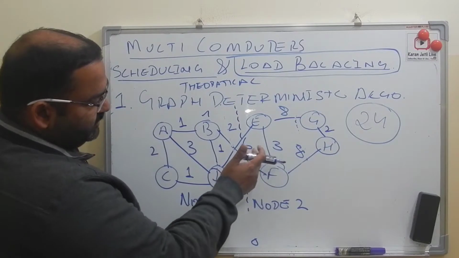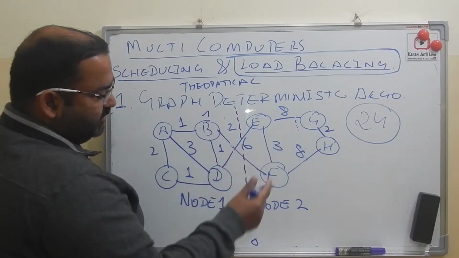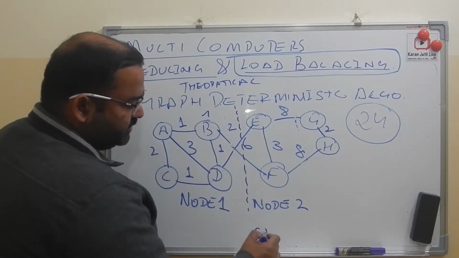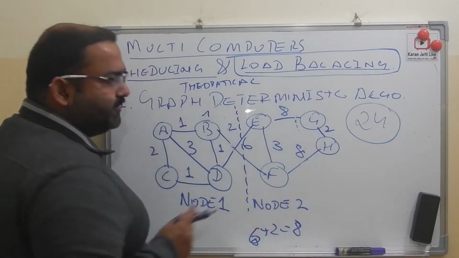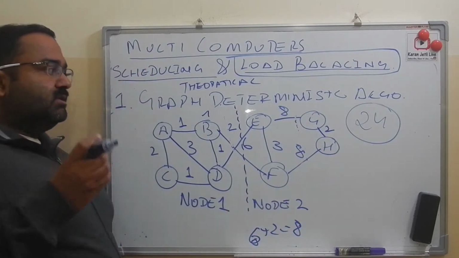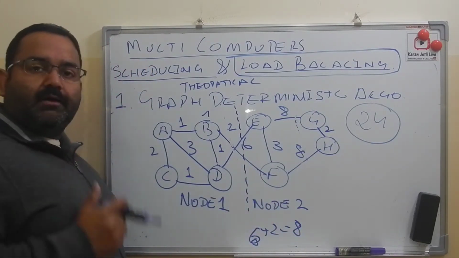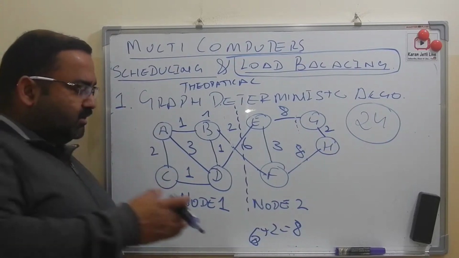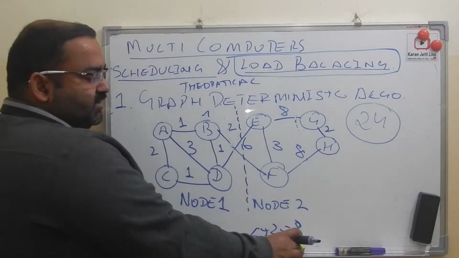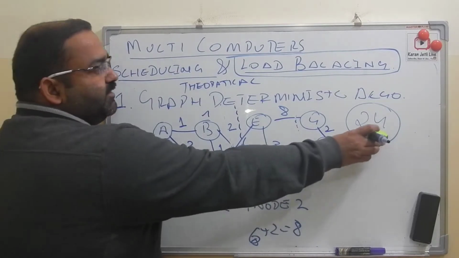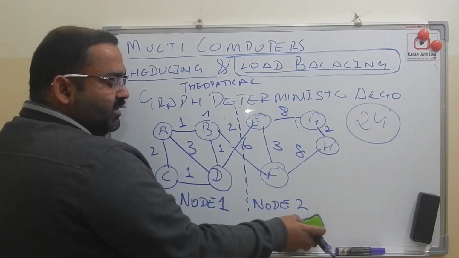So what we have here is 6 and 2, so 6 plus 2 is 8. Now in this case, our node number 3 remains idle, which we do not want. But if you see the internode communication, it is reduced from 24 to 8.